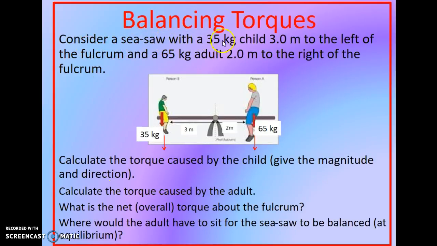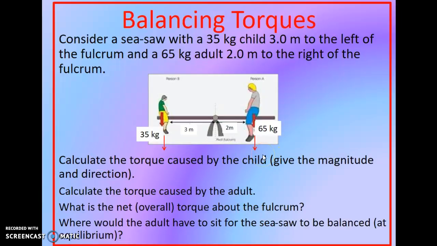Consider a seesaw with a 35 kilogram child 3 meters to the left of the fulcrum. And as you can see, the force applied is the force due to gravity, 35 times 9.8. And then the adult on the right has a force down of 65 times 9.8. But we're not going to look at that just yet. What we need to do is calculate the torque caused by the child.